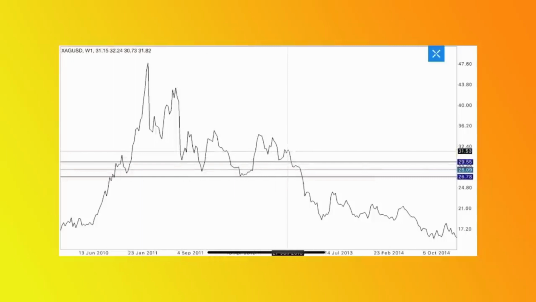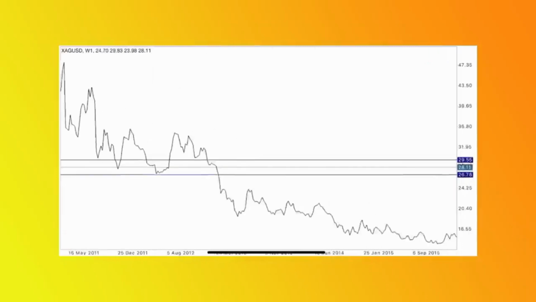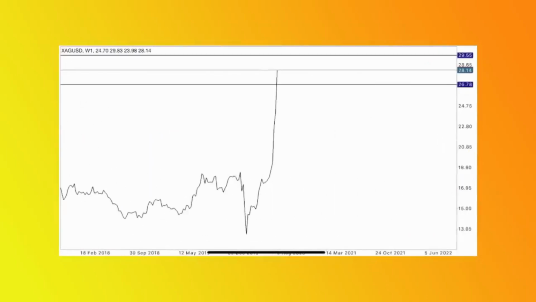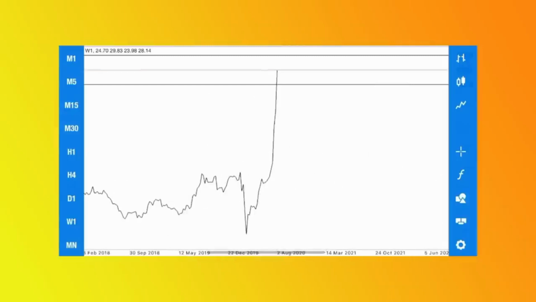We can see it even crossed and came back to retest. So this is a level that is respected, and here at the bottom as well is a level that is respected. That's what we need to look at. So we know that the market is now playing in this region.